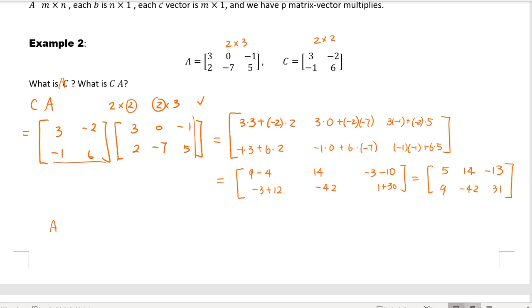How about A times C? So A times C, because A is 2 by 3, C is 2 by 2. You see the inner dimensions don't match. So we know A times C is not defined. Okay, so this is the matrix multiplication.